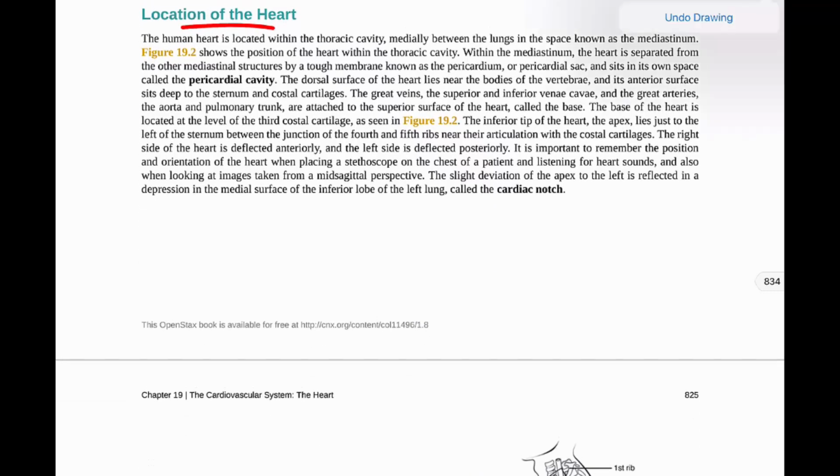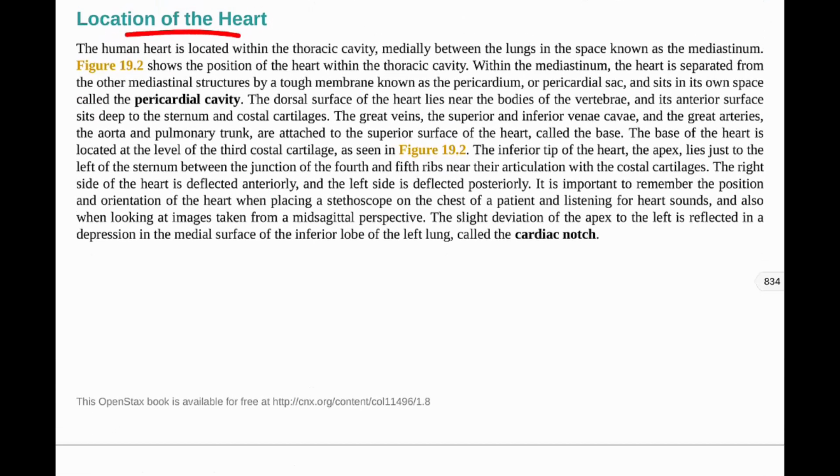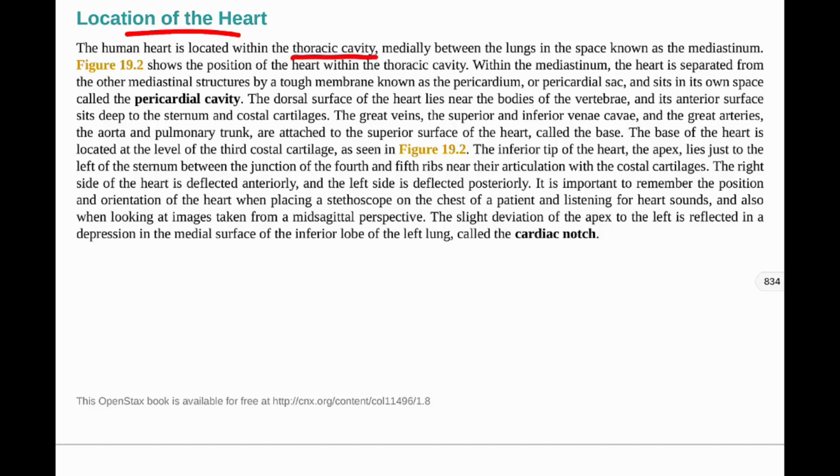We're looking at the location of the heart first. I'm going to zoom in a bit here. All right, so the human heart is located within the thoracic cavity. So if you recall from the first semester, the thoracic cavity is like the chest area inside of the rib cage. Medially between the lungs, so medially meaning in the middle of or between the lungs, and the space known as the mediastinum. Okay, so you should recall the mediastinum, that center of the chest area.